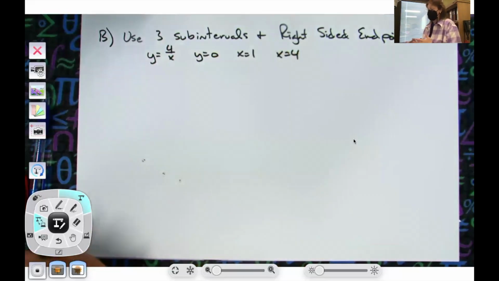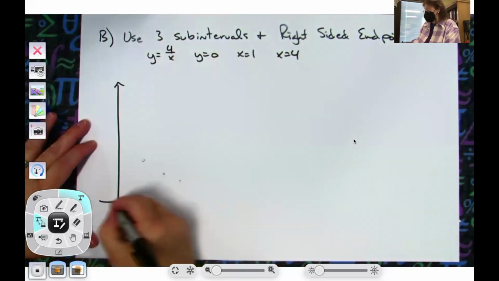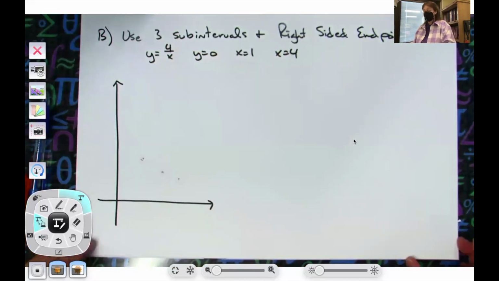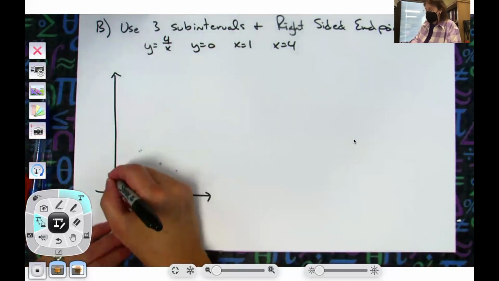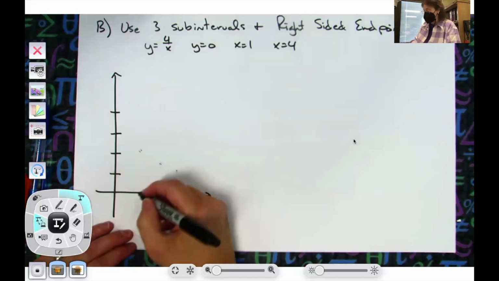Okay, now we need a sketch. All right, a rough sketch, but again, I'm going to make it kind of big just so things stand out a little bit. I'm going to make the distance here wide so that I've got plenty of room. I can see my rectangles.